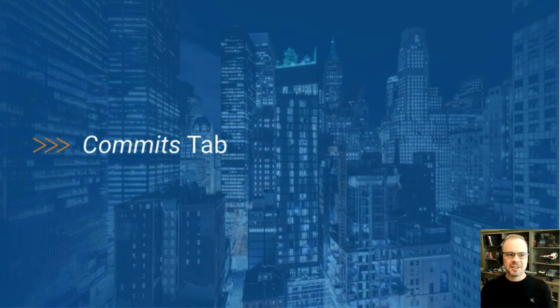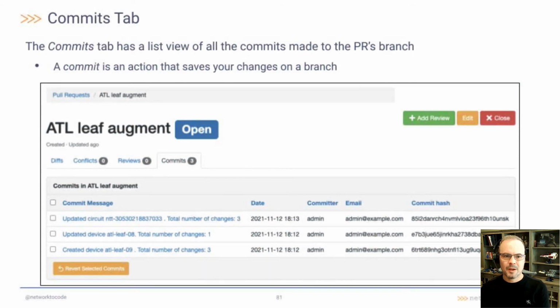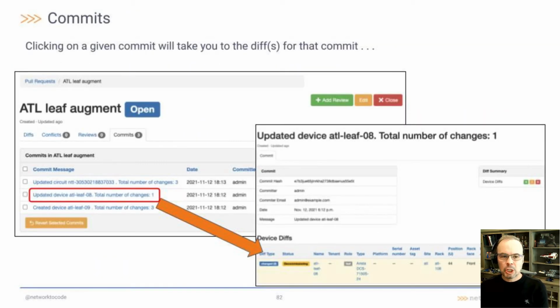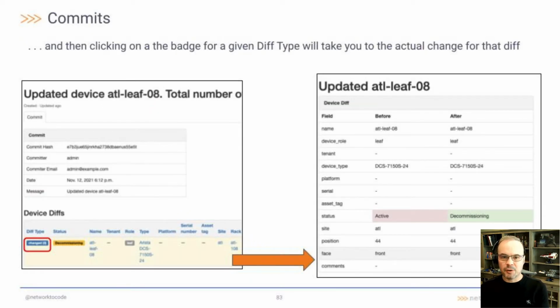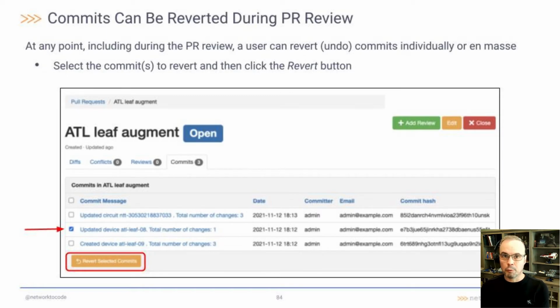Next up, the Commits tab. The Commits tab has a list view of all the commits made to the pull request's branch. Now, as a reminder, a commit is an action that saves your changes on a branch. Clicking on a given commit will take you to the diffs for that commit. And then clicking on the badge for a given diff type will take you to the actual change for that diff.